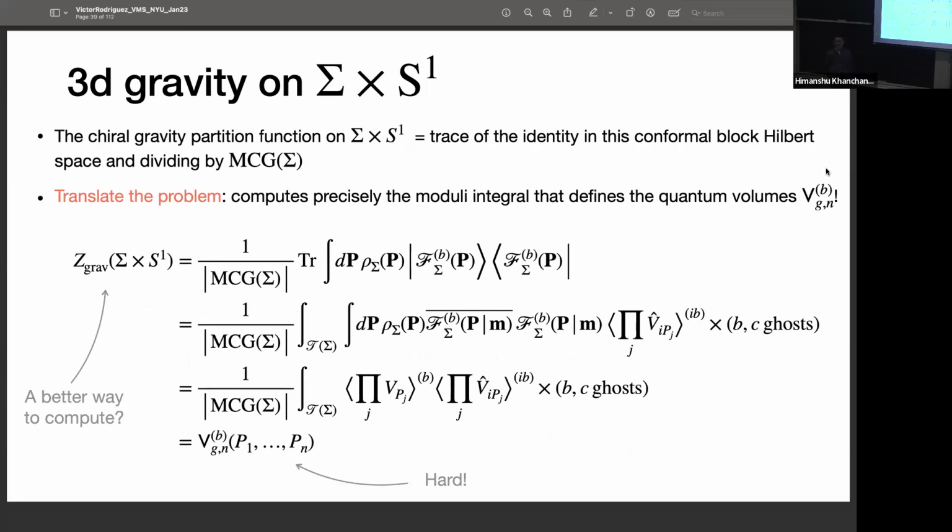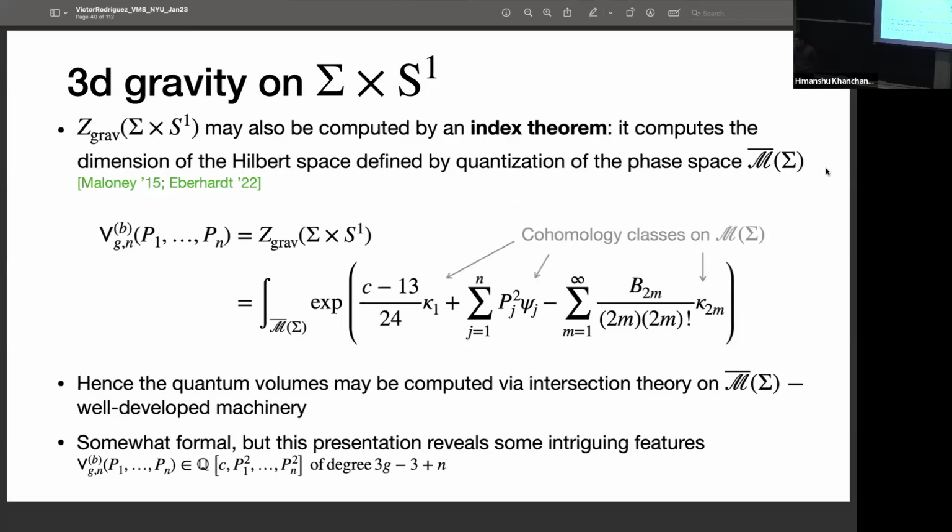Yeah, the answer of course is yes. And this luckily was also already computed in an earlier paper by Lawrence Eberhard in 22, using some techniques of intersection theory on Riemann surfaces. It has some expression like this, in terms of these funny homology classes. And the main point though is that there's some very well developed machinery to actually compute this integral.